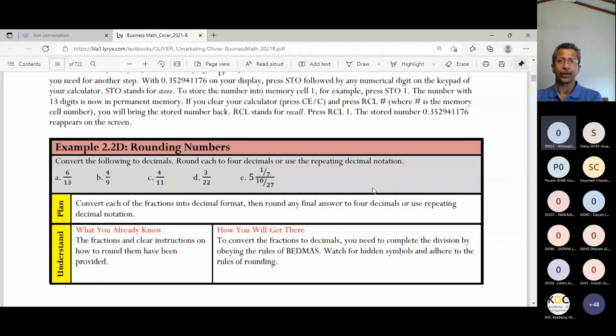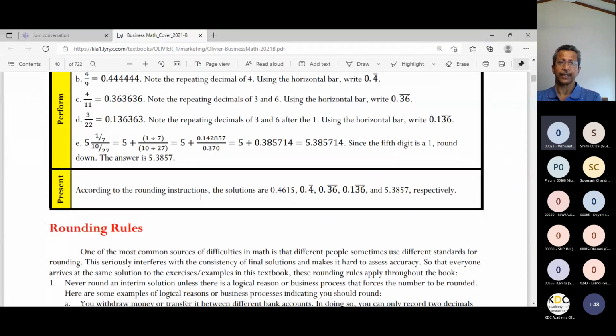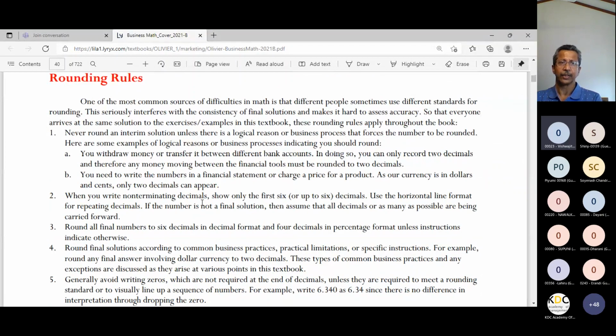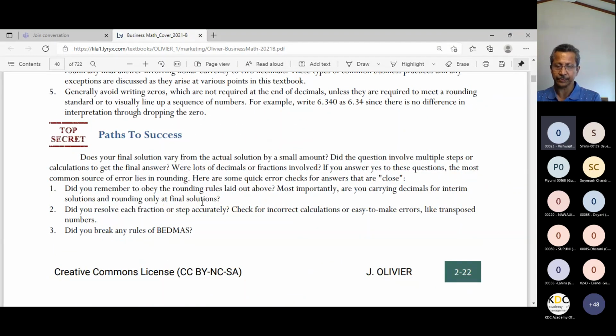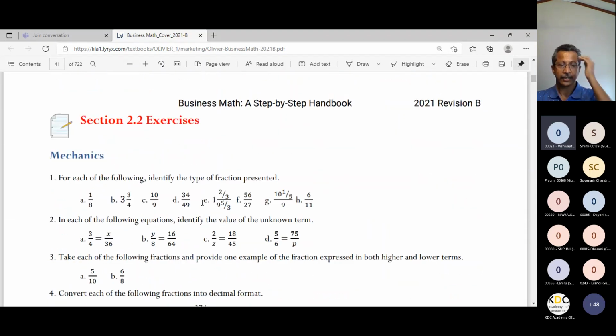Right, we did this rounding numbers. That's what they have done in the book. Now this section 2 will do the exercises.